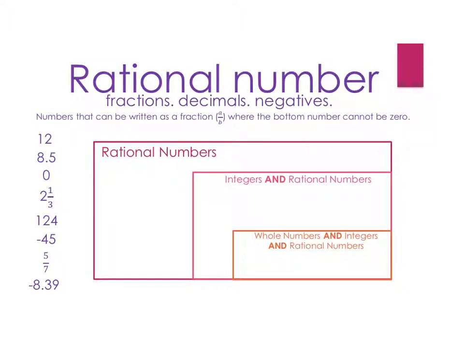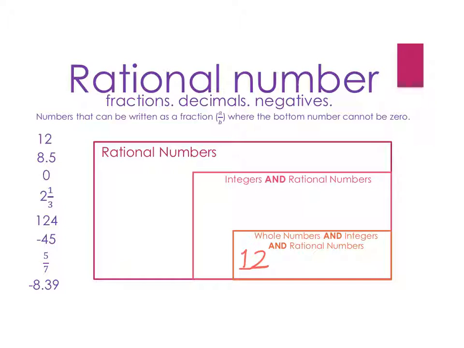It's 12. 12 is not a fraction. It's not a decimal, and it's not negative. So if you remember, that's a definition of a whole number. So I'm going to write 12 over here. 12 is a whole number, it's also an integer, and it's also a rational number.